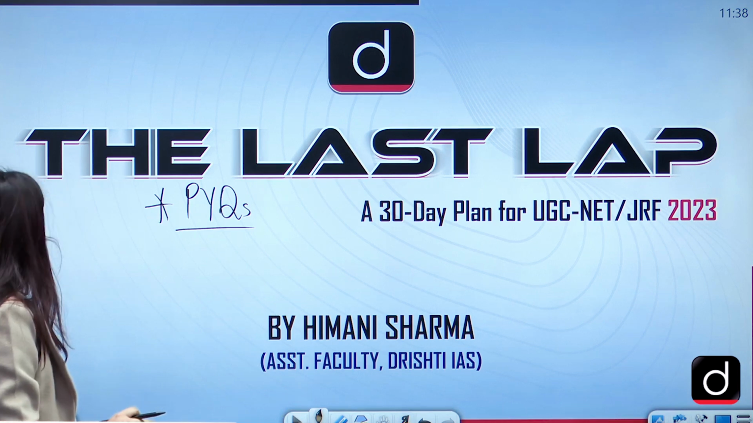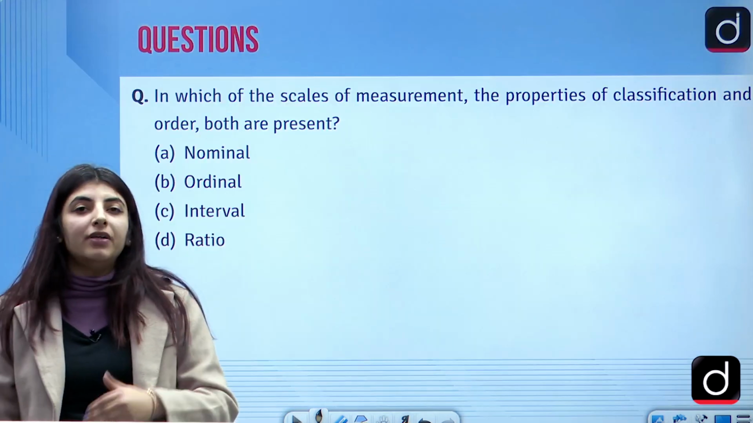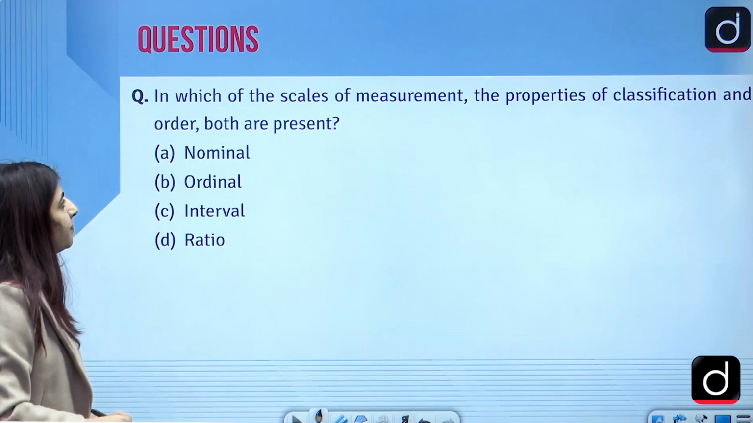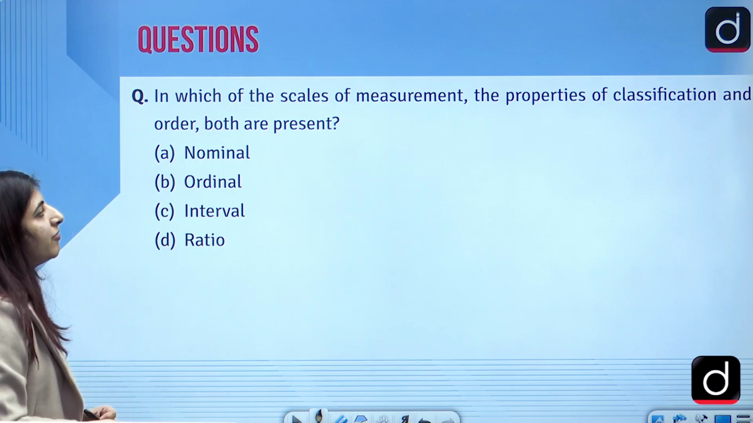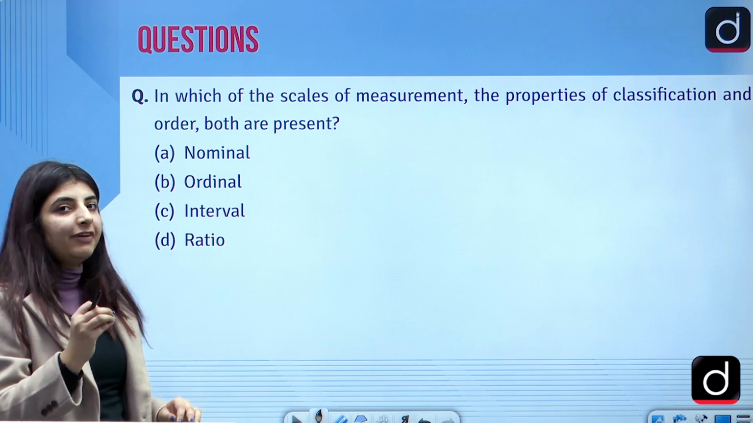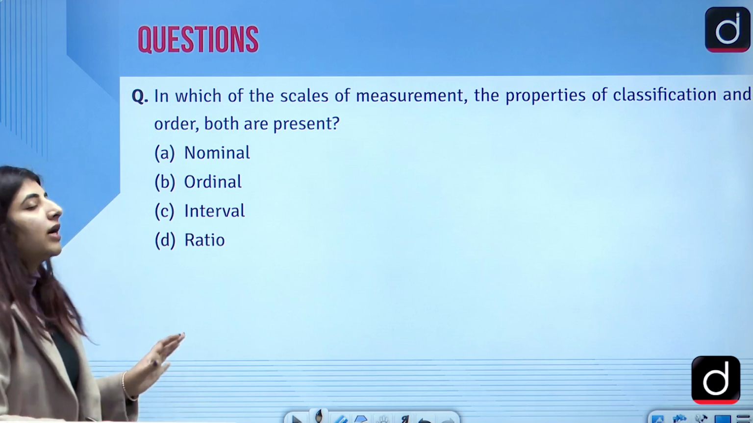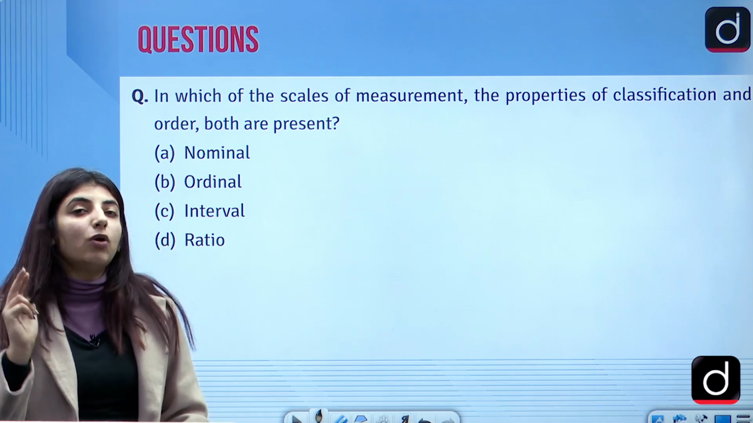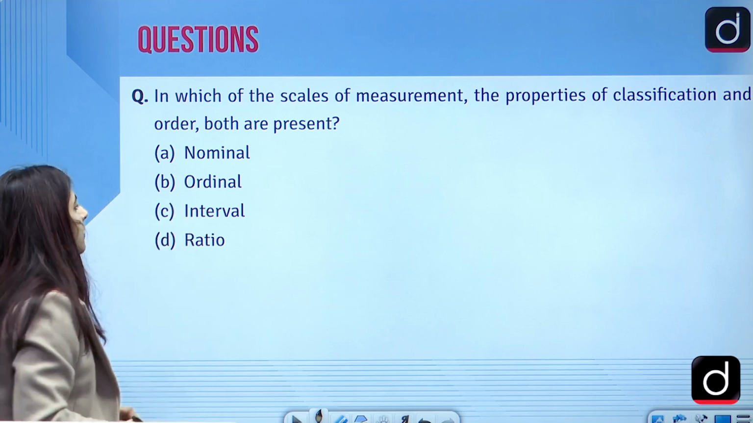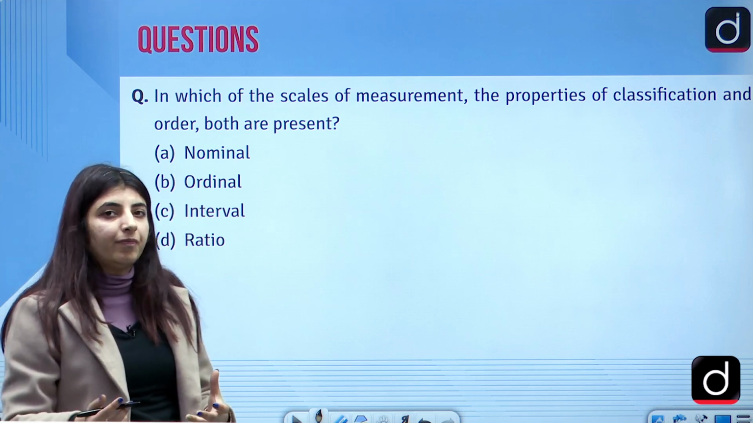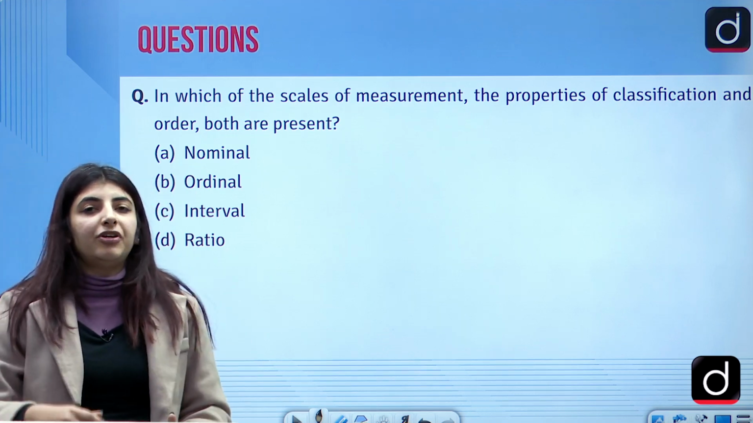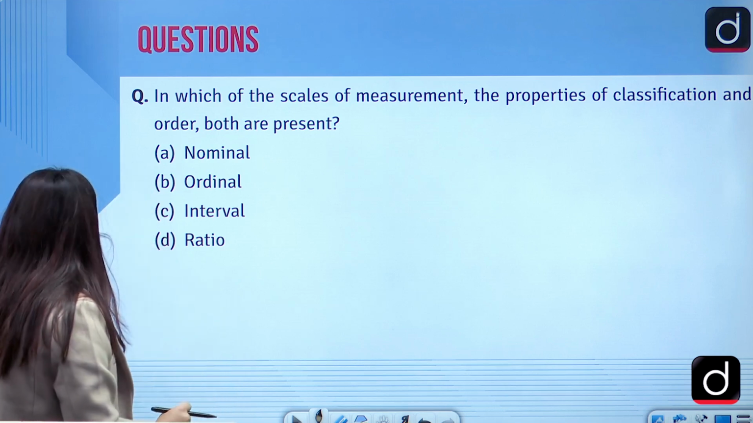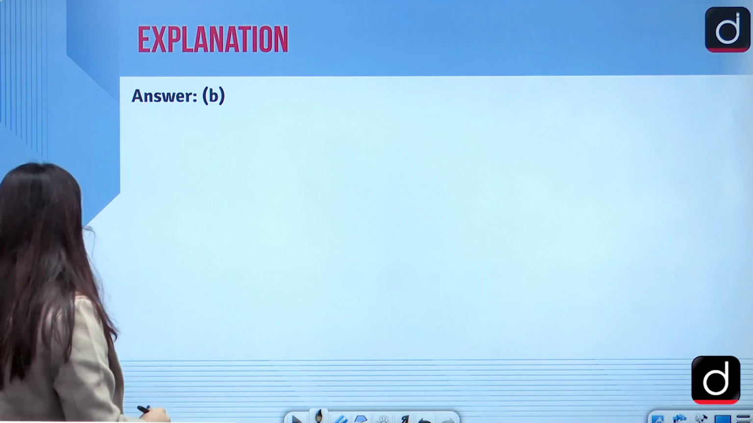So moving forward, the first question that we have here is from the types of statistical scales that we have in research, right? So read the question here. In which of the following scales of measurements, the properties of classification and order both are present, right? So you are supposed to answer where we find these two characteristics always. Is it nominal, is it ordinal, interval, or ratio? You can pause your video whenever you see a question and answer it on your own and then play it again to see if you were correct, right? So moving forward to the answer, we have the answer as option B.